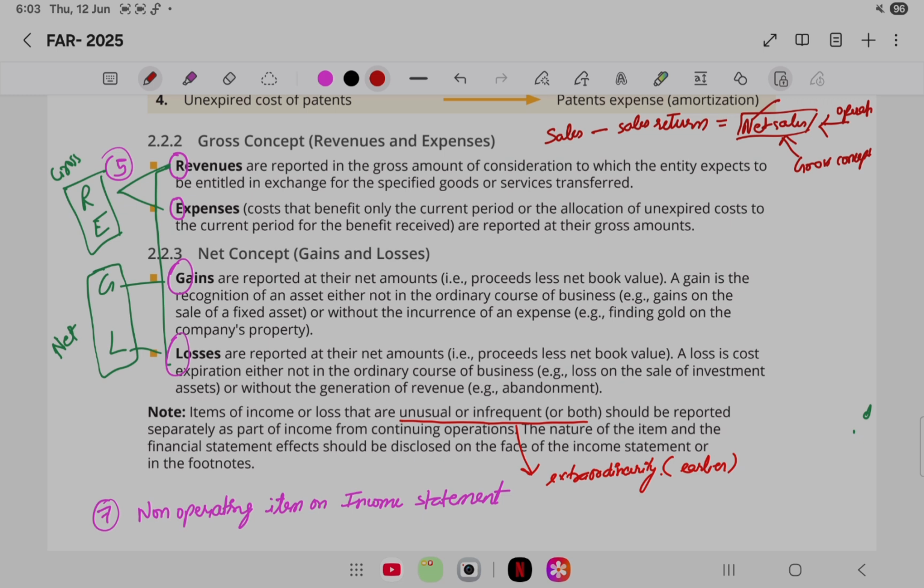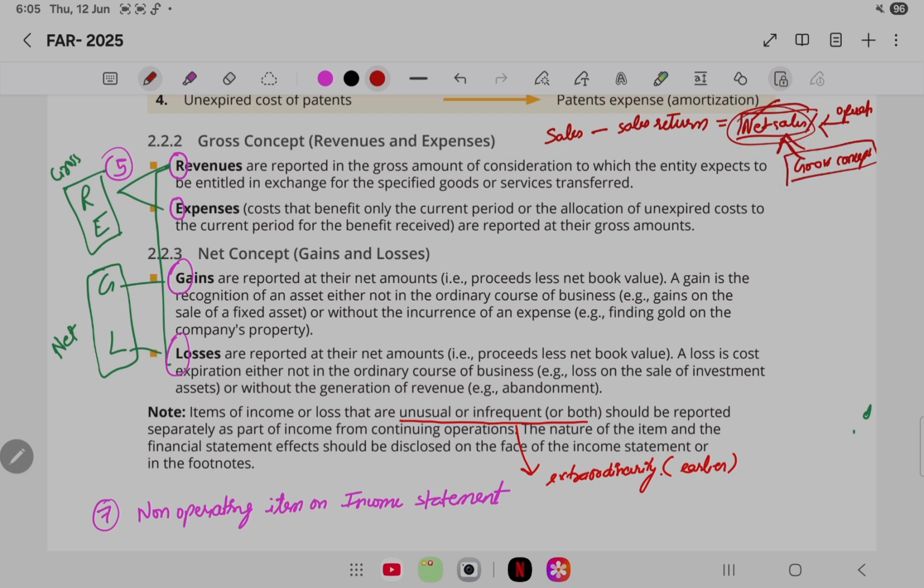In the USA, if something is shown on the operating side of the income statement, then it will normally be called a gross concept. It is not the exact concept I am telling you, it is just a part. So hope you understand that net sales is not a net concept, it is based on the gross concept.